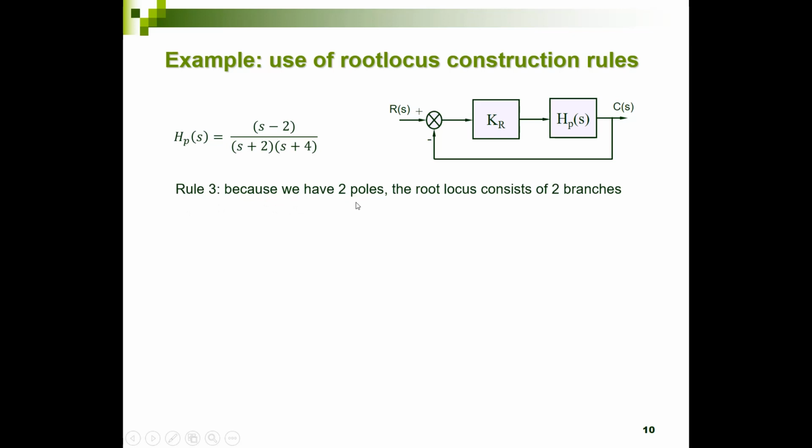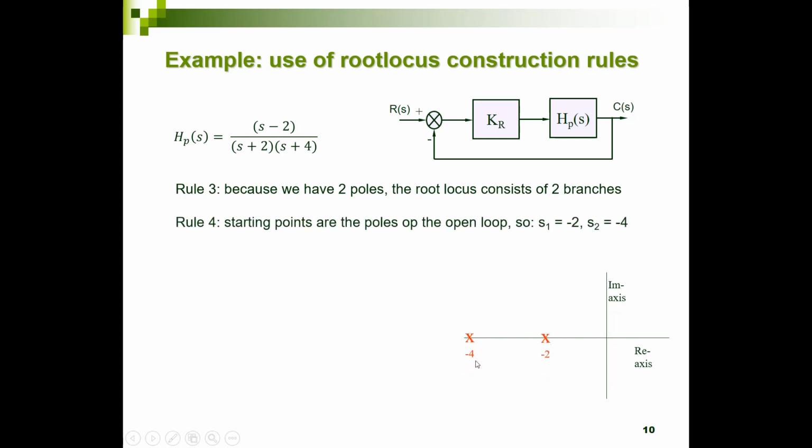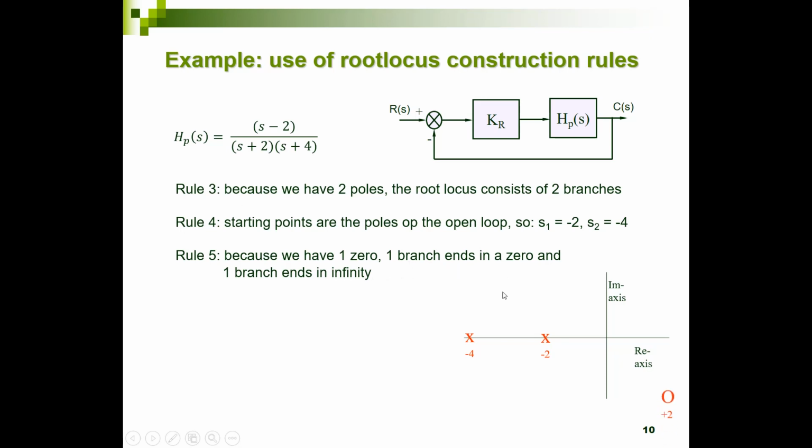We have 2 poles, so we see that the root locus will consist of 2 branches. And these poles are, as we have seen, in minus 2 and minus 4. So when we draw the S-plane over here with the real axis on the horizontal axis and the imaginary axis on the y-axis, we see that the pole locations are in minus 2 and minus 4. Rule number 5 says that we have 1 zero, and because we have only 1 zero, one branch of the root locus will end in that zero, so the zero at this point, s is 2, and the other branch will end in infinity.